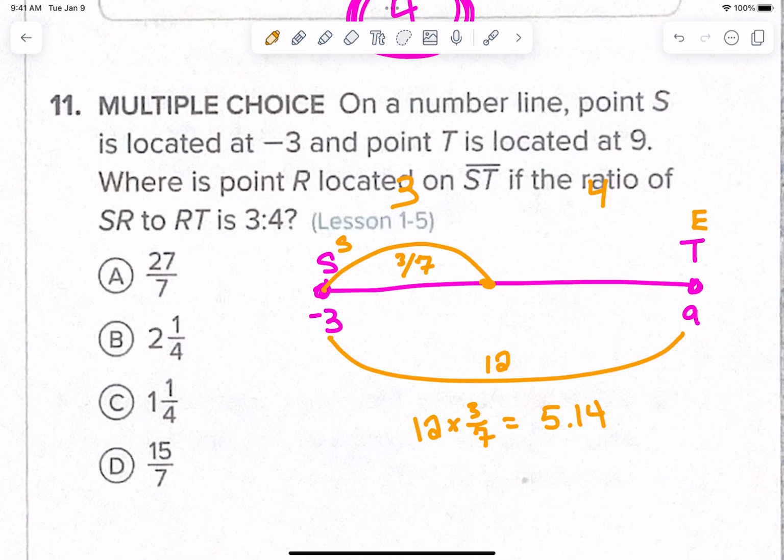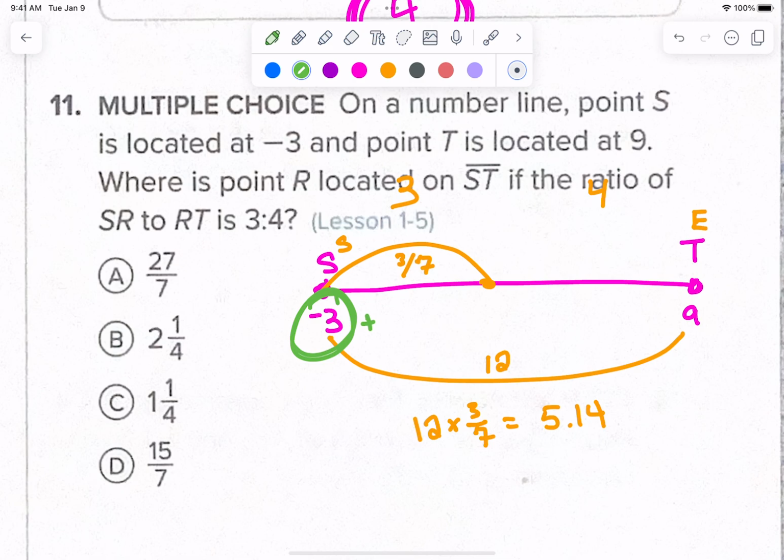But I'm not gonna just say 5.14 and call it a day. Although that kind of maybe looks like it might be right, because 5.14 is in between -3 and 9, but it's not quite right. You have to add it to the -3, right? So if -3 is where we're starting, we're adding 5.14, which is how much? Just do it the reverse. What's 5.14 minus 3? 2.14, yep, 2.14.